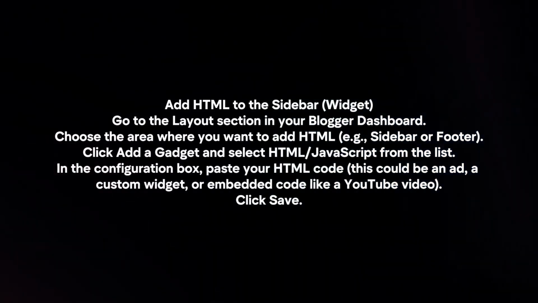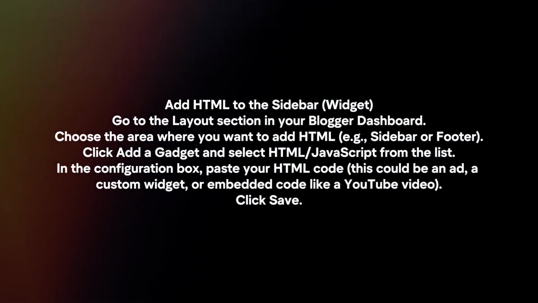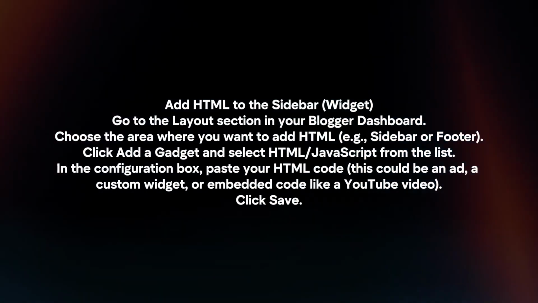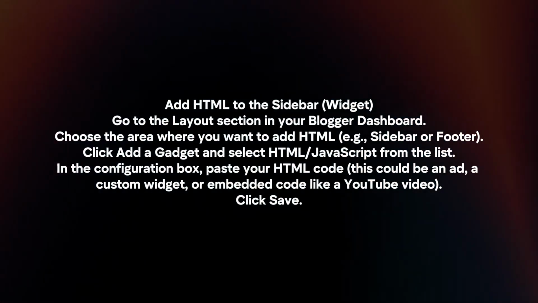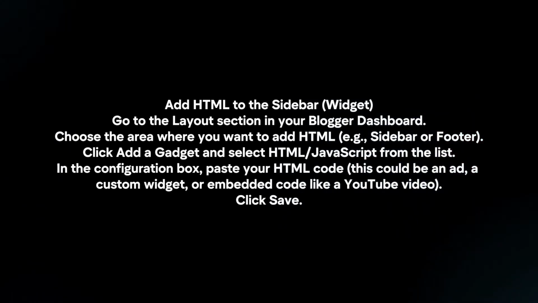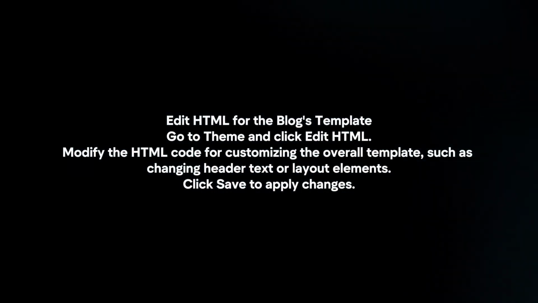Add HTML to the sidebar. Go to the Layout section in your Blogger dashboard. Choose the area where you want to add HTML. Click Add a Gadget and select HTML or JavaScript from the list. In the configuration box, paste your HTML code. Click Save.